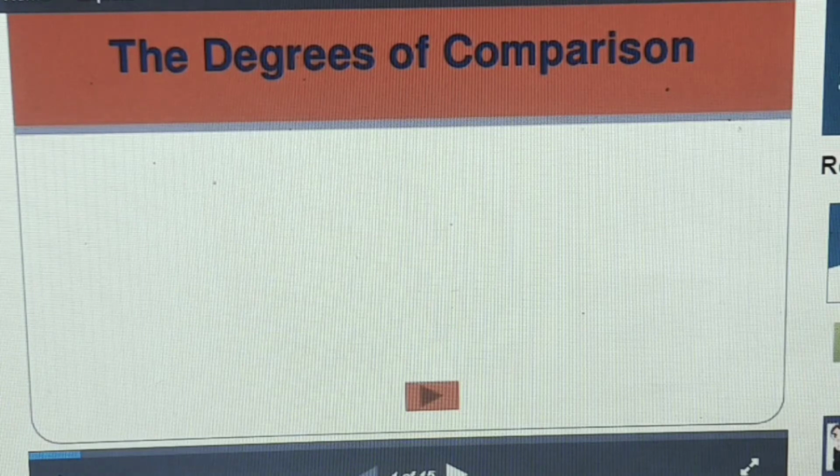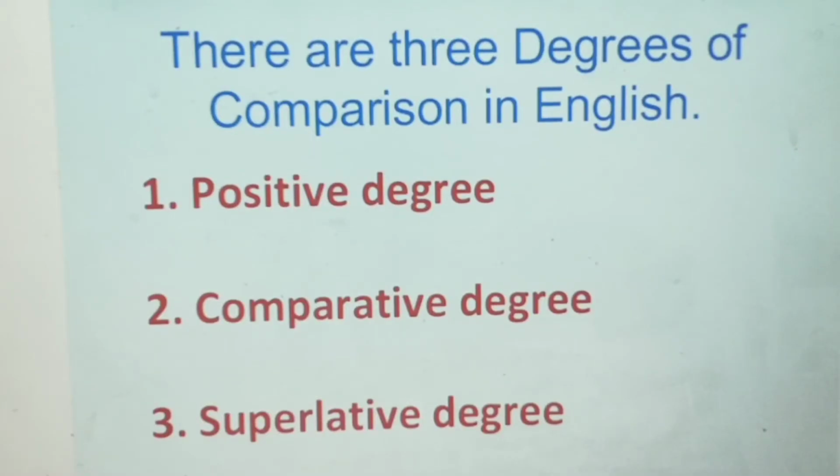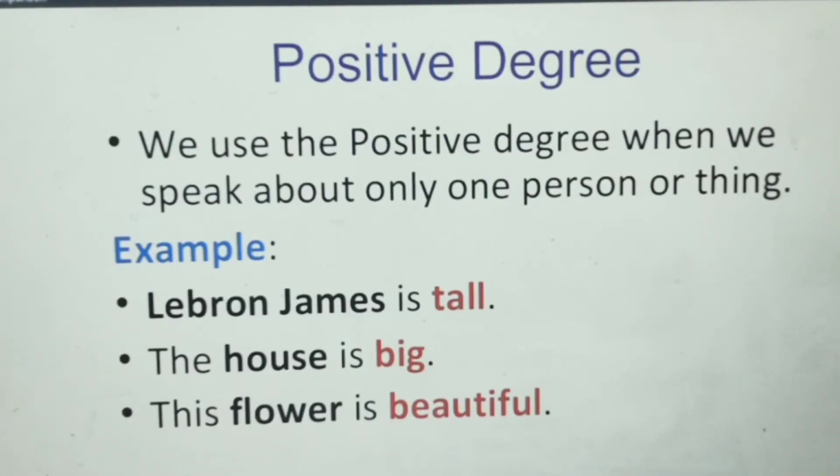Let's have the recap. There are 3 degrees of comparison: positive, comparative, superlative. Positive degree. We use the positive degree when we speak only about one person or thing. LeBron James is tall. The house is big. This flower is beautiful.